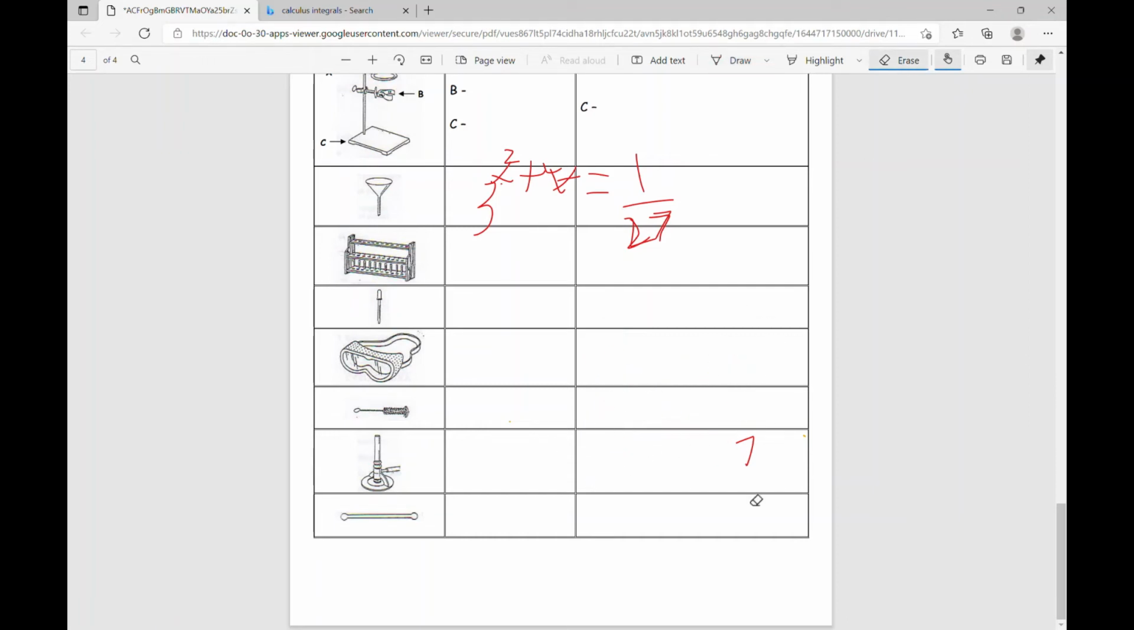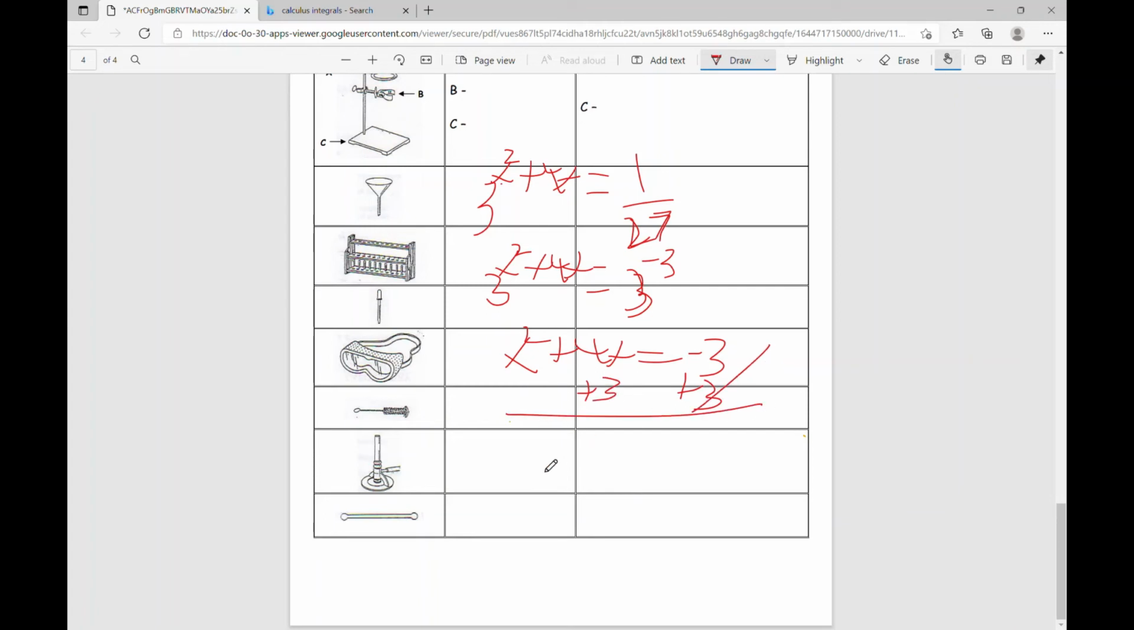Now, this is going to be 3 to the first raised to the x squared plus 4x, so it's just going to be 3 to the x squared plus 4x is equal to, now we can replace 1 divided by 27 with 3 to the negative 3. Now, since the bases are the same, that means the exponents are equal to each other. So we can say that x squared plus 4x equals negative 3. Now, in some way, I want to be able to factor this trinomial, so I'm going to add 3 to both sides. So x squared plus 4x plus 3 is equal to 0.